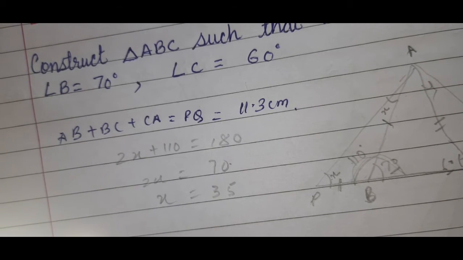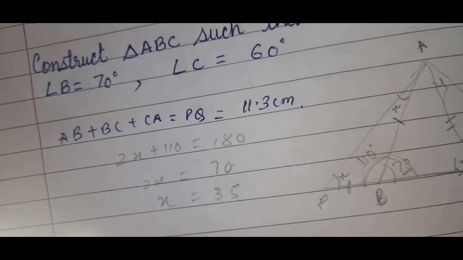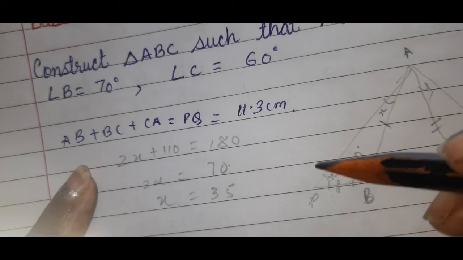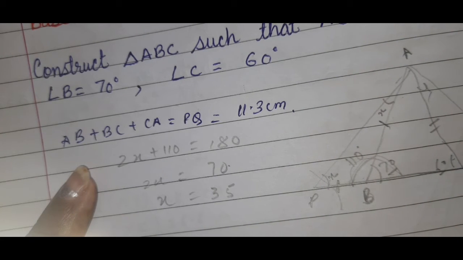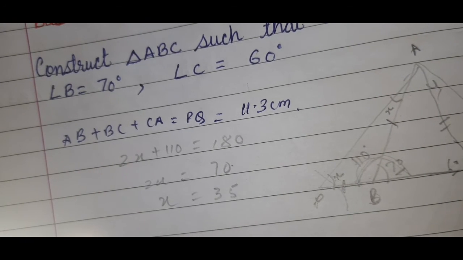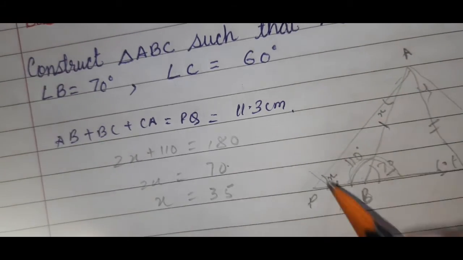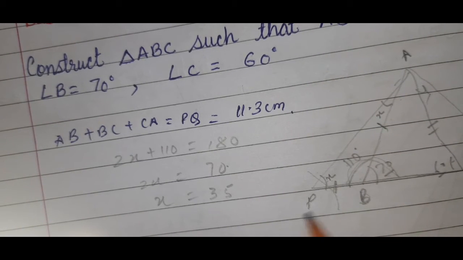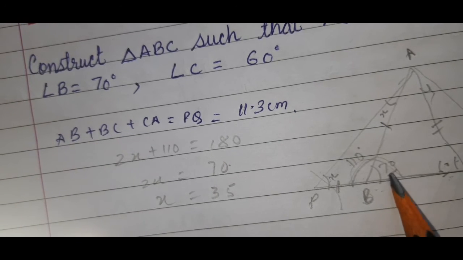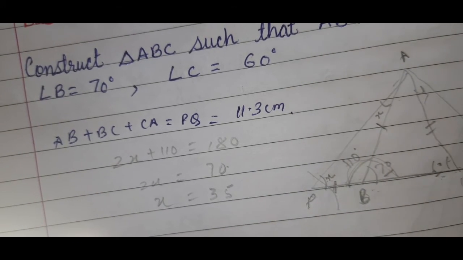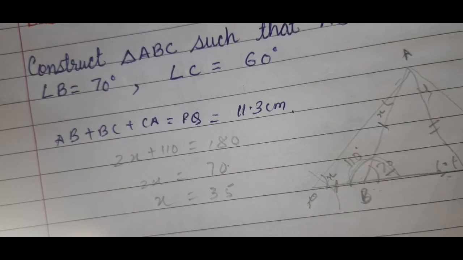So here what we have to do is, first we have to plot PQ, that is the sum of all the three sides as the base, and we have to draw angle P and angle Q with the respective measures. Whenever such type of problem comes, at the end points you have to take half of the measure of the base angles. Here it is 70, so here it will be 35, here it is 60 at point C, so it will be 30 degree. Clear?